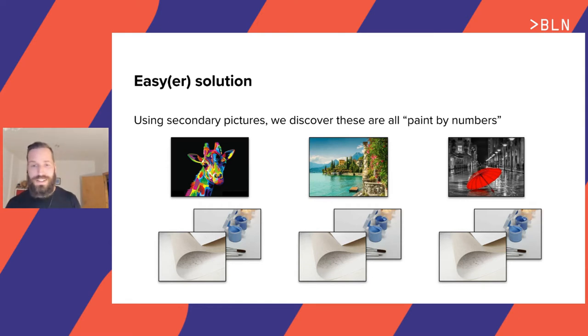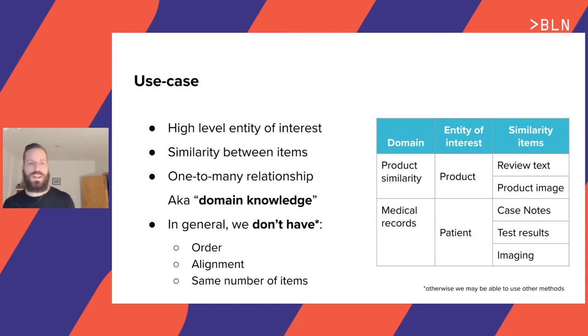So with all of these, just by looking at the image, you can't really say what it is. But if you dig a little bit deeper and look at other images of the product, you might be able to find the links. So what kind of use case am I describing here?